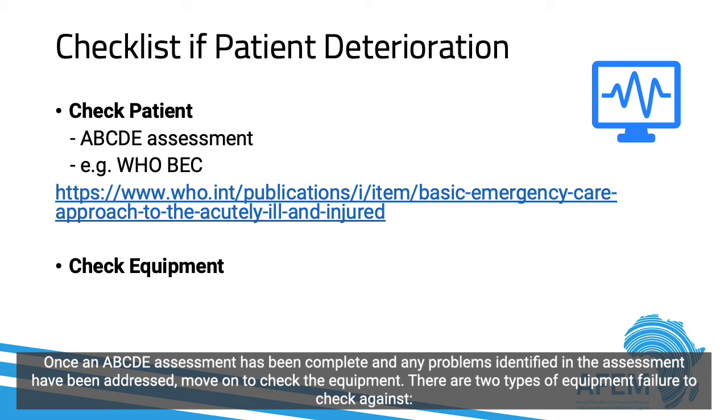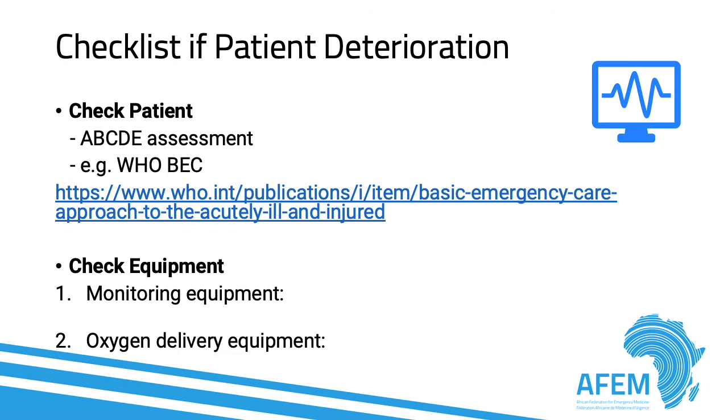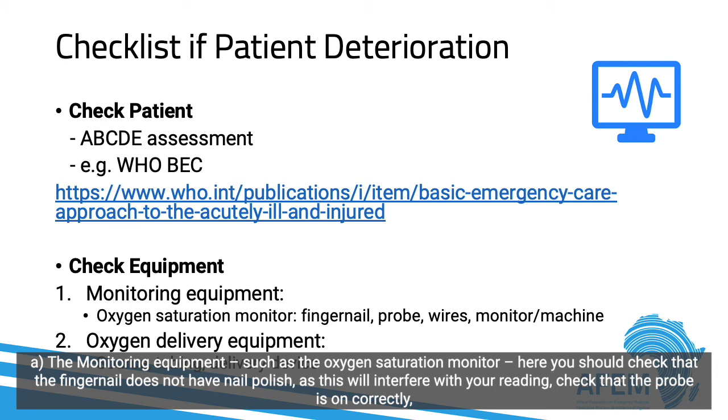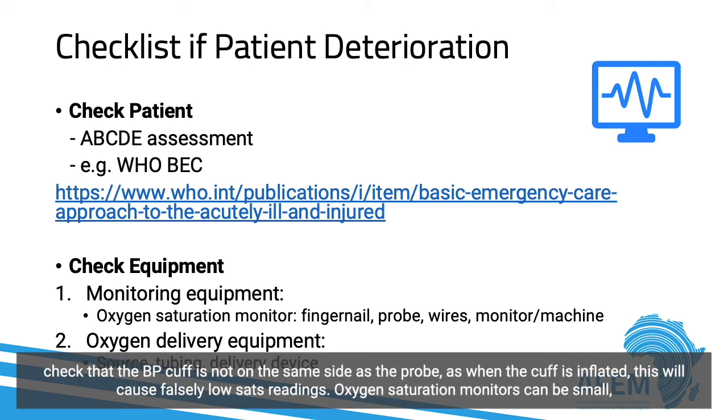Once an ABCDE assessment has been completed and any problems identified in the assessment have been addressed, move on to check the equipment. There are two types of equipment failure to check against. The monitoring equipment, such as the oxygen saturation monitor. Here, you should check that the fingernail does not have nail polish, as this will interfere with your reading. Check that the probe is on correctly. Check that the blood pressure cuff is not on the same side as the probe, as when the cuff is inflated, this will cause falsely low SAT readings.